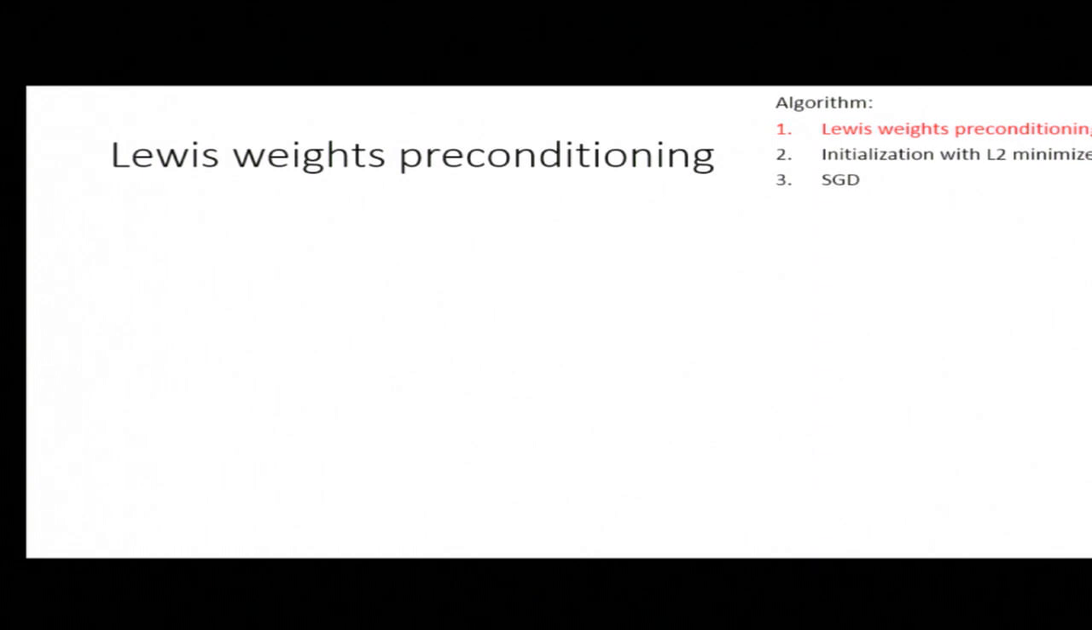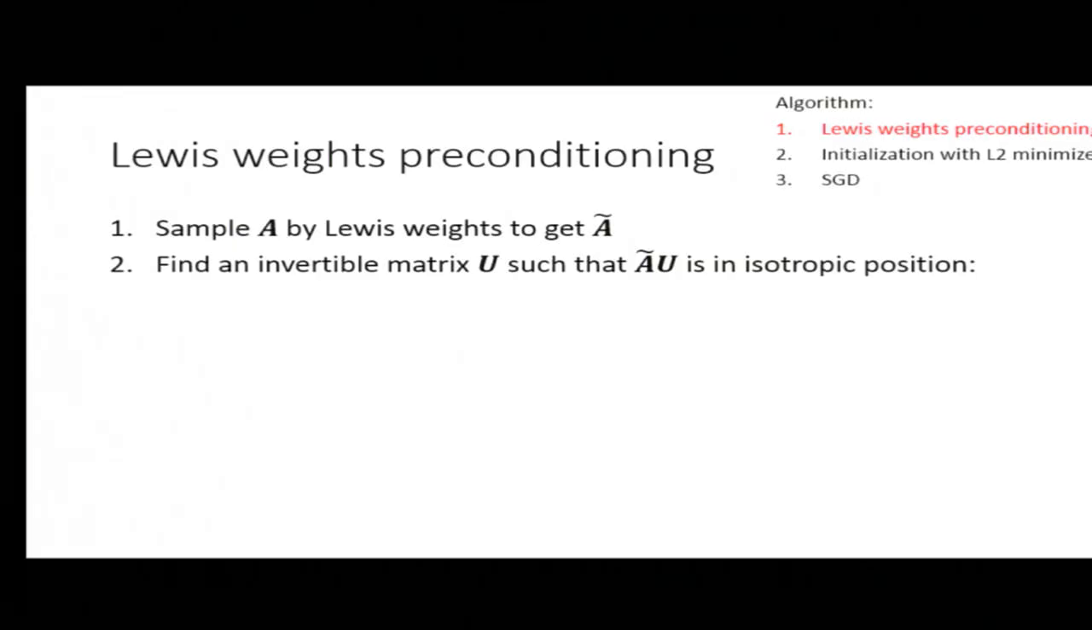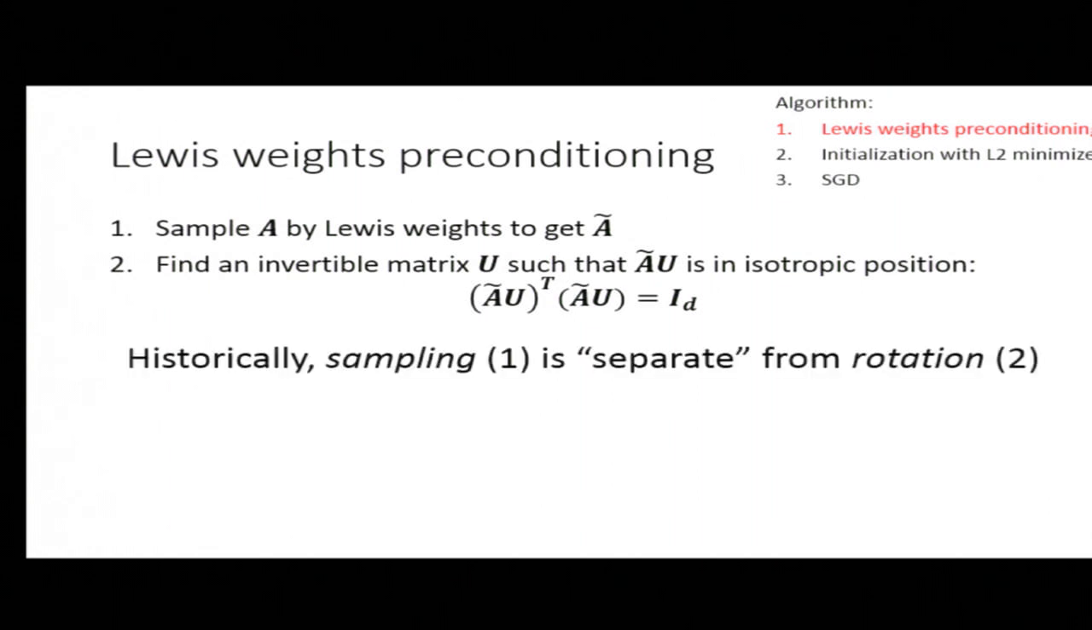which again is a fairly standard thing, but we note some extra properties from it. So the preconditioning involves first sampling down A to get A tilde, and we sample by Lewis weights. And then we find some invertible matrix U such that A tilde U is in isotropic position, namely that A tilde U transpose times itself is the identity. These are both standard preconditioning steps, or maybe usually the second one is thought of as preconditioning. Historically, these two steps are thought of as separate, with the sampling step thought of as reducing the dimension, and the rotation step thought of as ensuring good condition number on your resulting system so that your iterative algorithms will converge quickly.